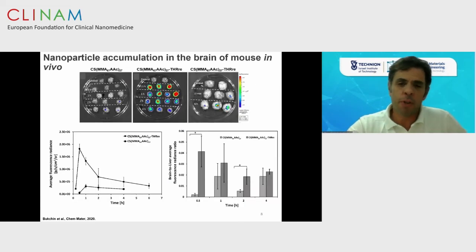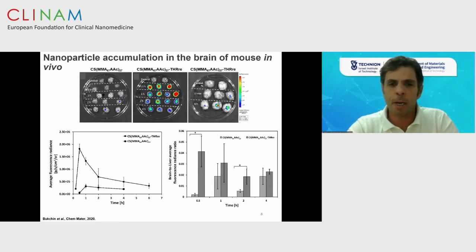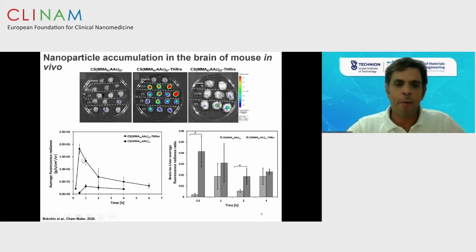So the next stage was moving to the first preclinical studies. In this case, we labeled the nanoparticles with a near-infrared tracer, and we injected the nanoparticles intravenously into mice, sacrificed the animals at different time points, and imaged the isolated brains at different time points and compared the average fluorescence radiance that we can measure by using the bioimaging instrument.